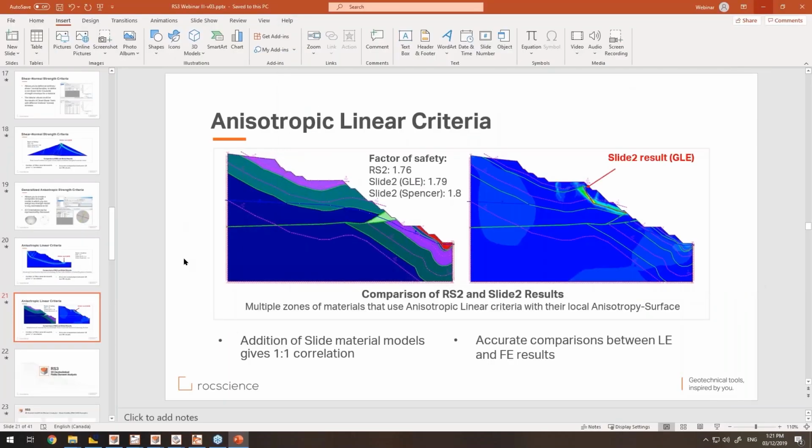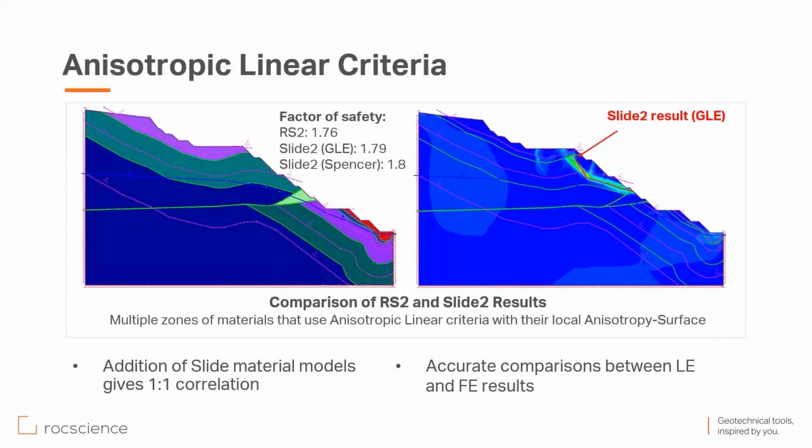Okay, let's go back to the presentation. And using this functionality, you can have a very accurate comparison between limit equilibrium and finite element. If the results match in terms of factor of safety and also the failure mechanism, you can be sure that you have done your simulation properly. If the results do not match, that means that, okay, you have to investigate it further.